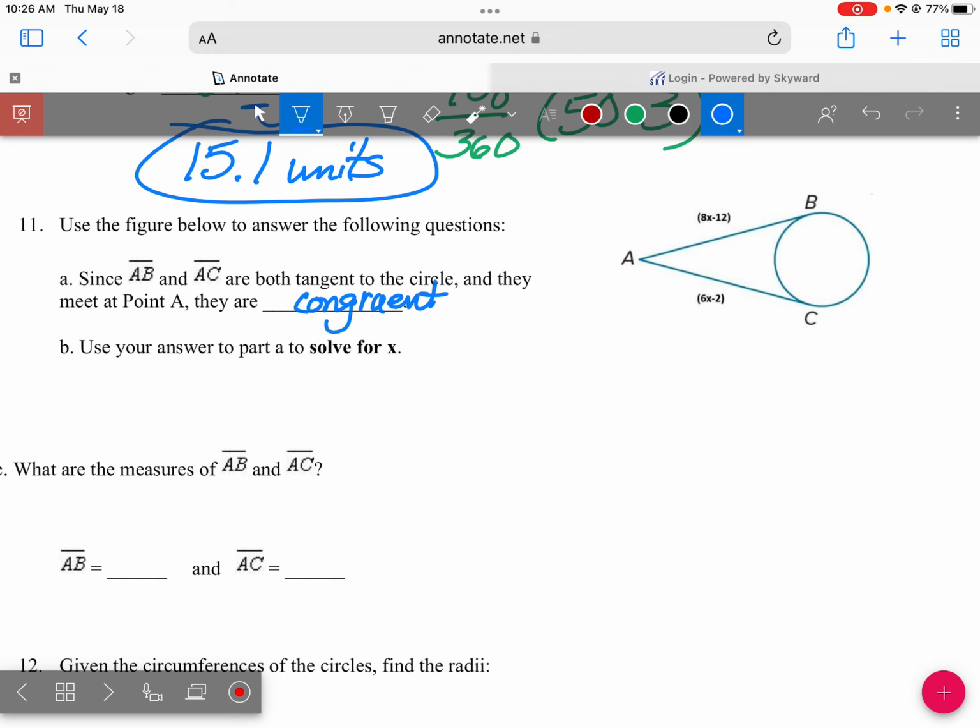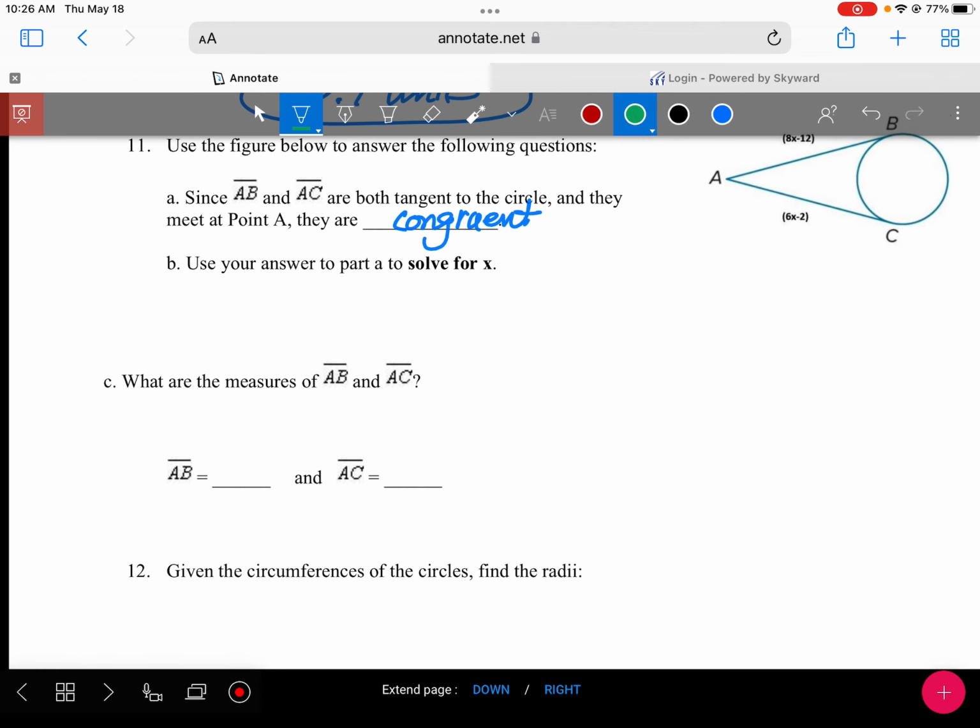So I can do this, say my arms are one side. They're congruent if they were the same length, and they're equal. Okay, let's not dwell on that.